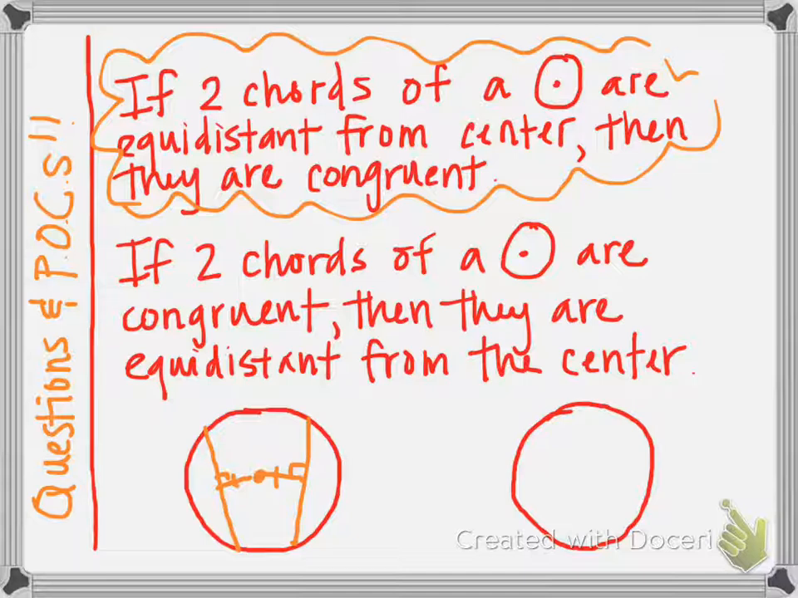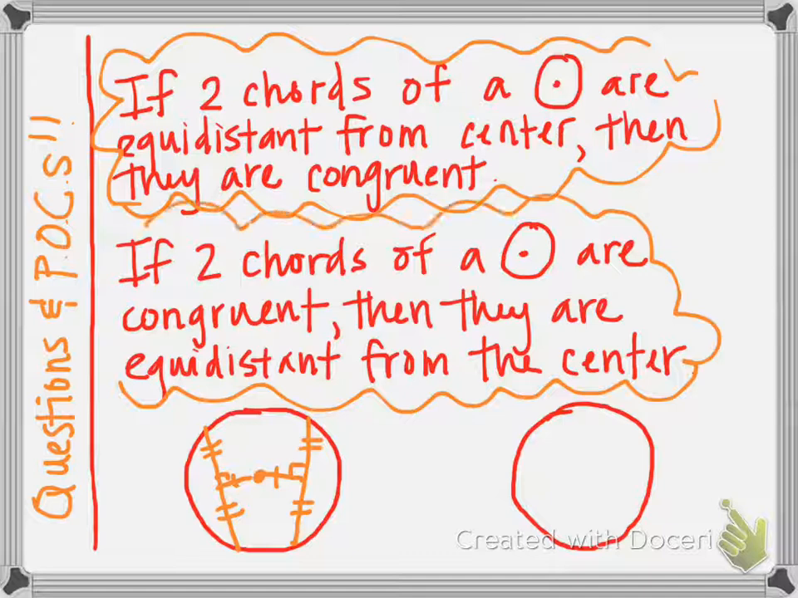And if the chords are congruent and they have just been bisected by this perpendicular part of the radius, then that means these four halves are also congruent. So that's how you would mark that on your picture. The converse of that states that if two chords of a circle are congruent, then they are equidistant from the center. So very similar. If you've got two chords, they are congruent.